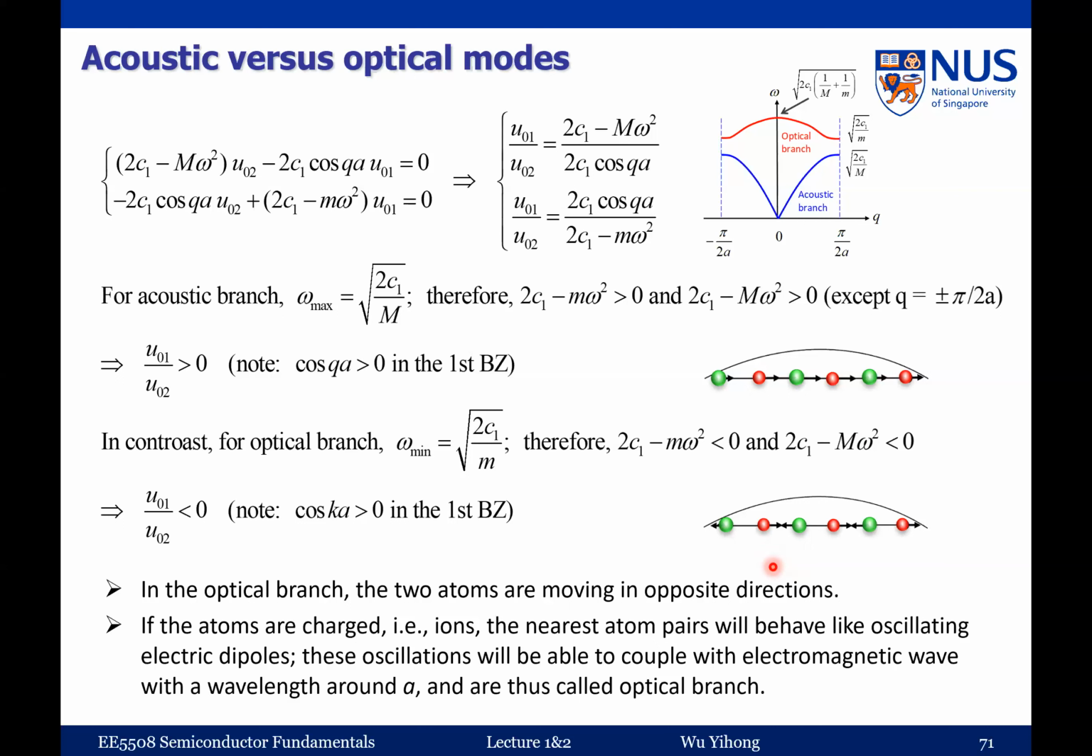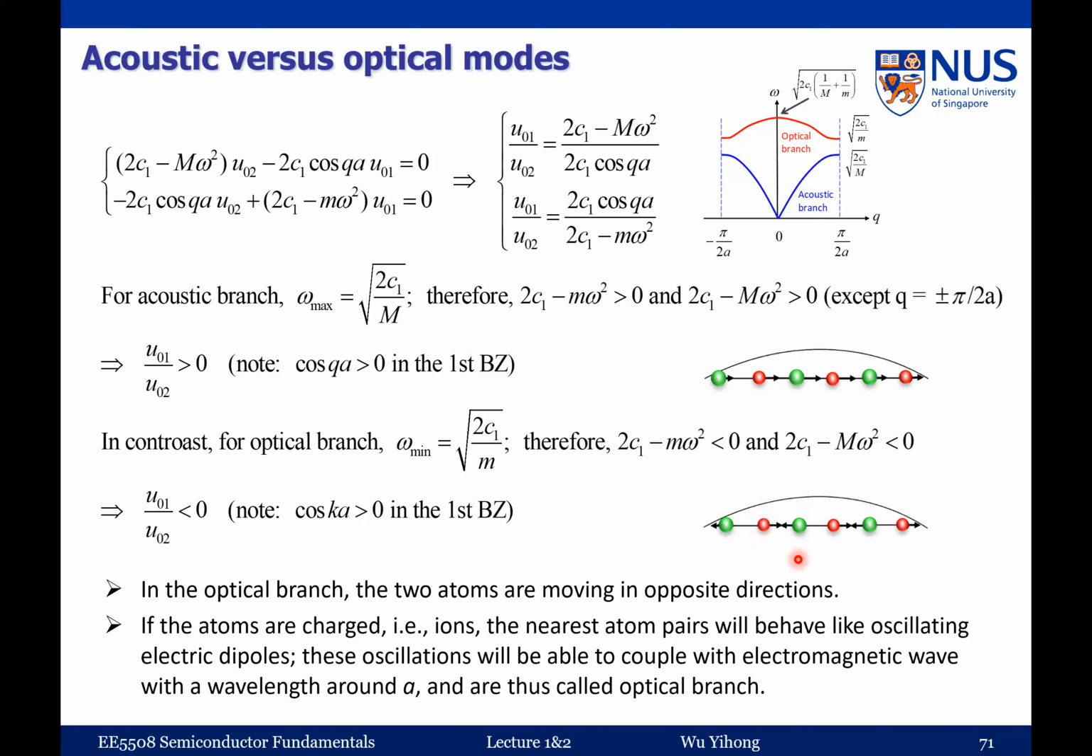So in both cases, one atom will be slightly positively charged, and the other will be negatively charged, right? So this basically means that this pair of atoms behaves just like a dipole, right? So why is it a dipole? Because one is positively charged and the other negatively charged.